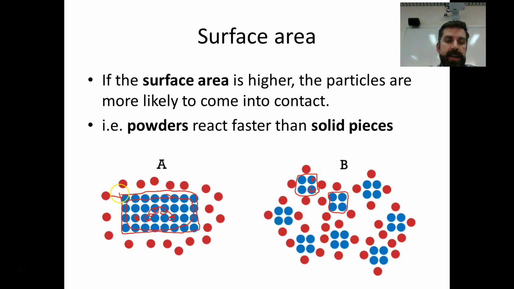So I've drawn this on, is like a solid chunk, and all of these little particles in the middle aren't actually able to react with the particles, the red particles on the outside. So there's only a limited number of reactions that can take place with this solid chunk. But if we broke the same thing up into a powder, then all of these particles would actually be available to react, the blue and the red particles.